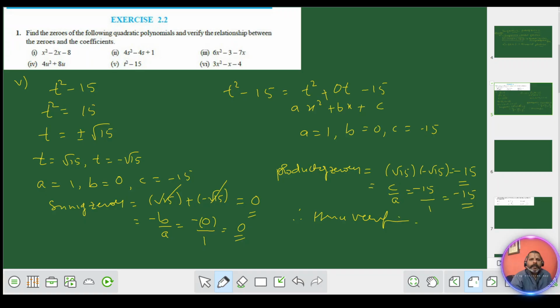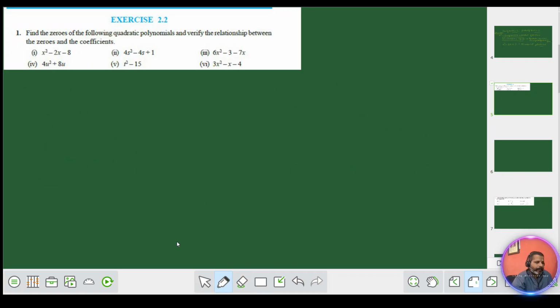Isn't it simple? This is a damn sure short question in the exam. 3 marks. Okay? Please understand very well. Practice much. It's an easy topic from this chapter.